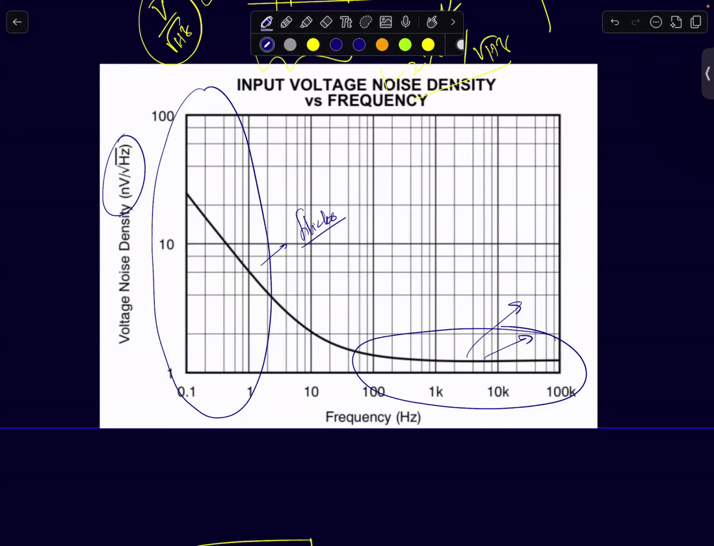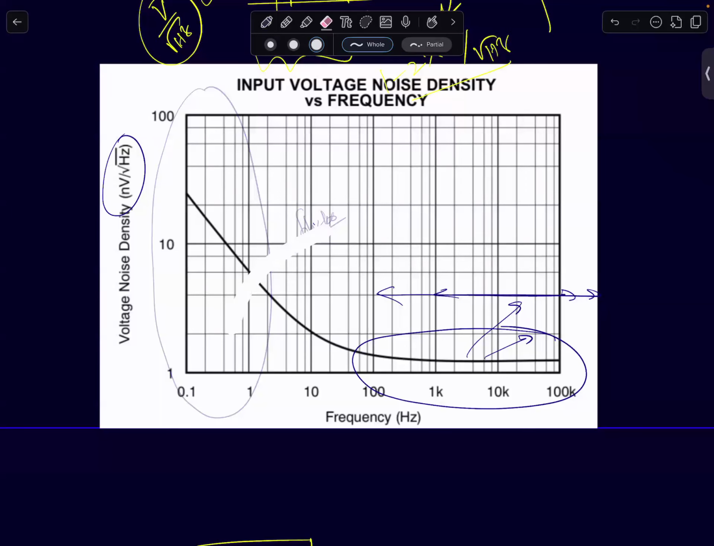If I told you that the input signal has energy only from 10 hertz onwards, or 100 hertz onwards, or 1 kilohertz onwards, then of course thermal noise will matter to you. Flicker noise won't be a big problem. That's how you do it, and then you can pick an amplifier with a lower noise floor depending on your application.